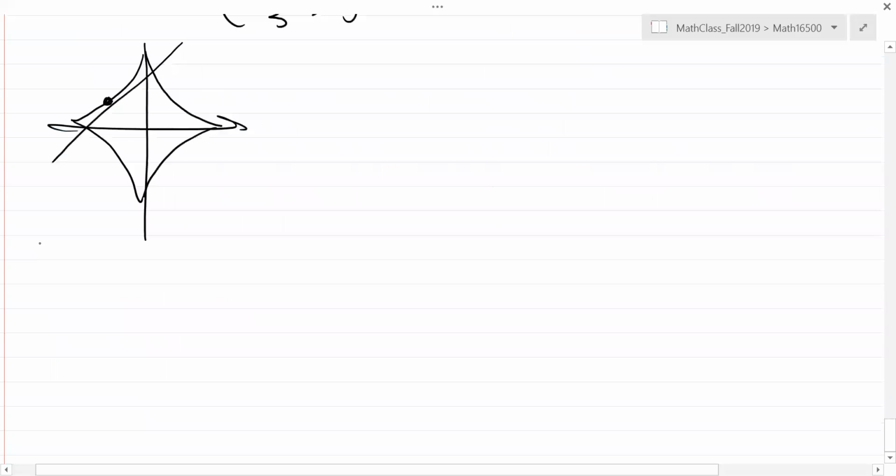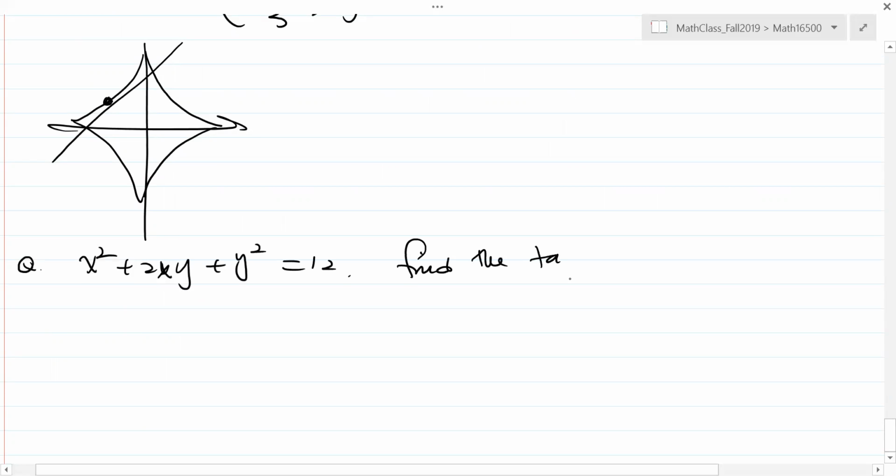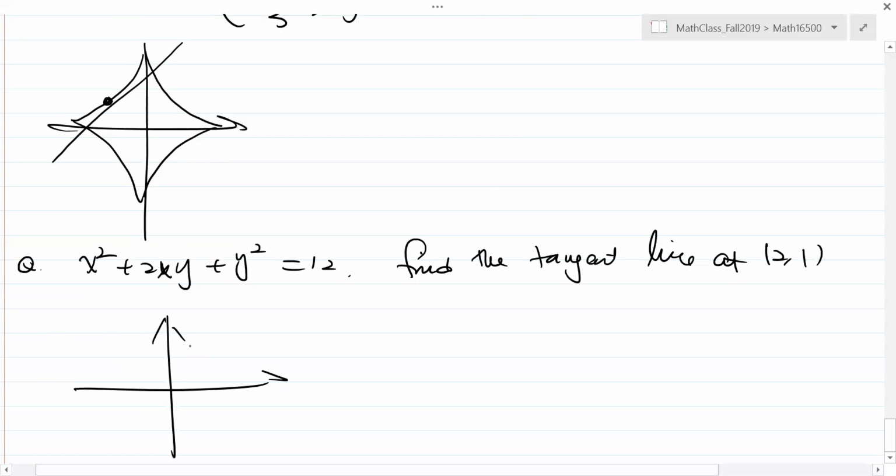All right, I'm going to ask you to do this next one. You are given the equation x squared plus 2xy plus y squared equals 12. Find the tangent line at the point 2 and 1. 2 and 1 is the point. So what kind of graph does it look like? It is actually an ellipse. It's a quadratic equation.